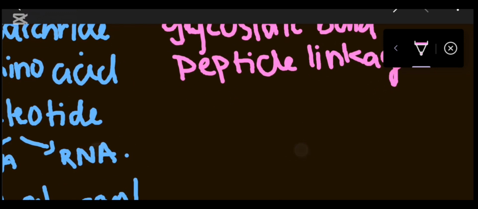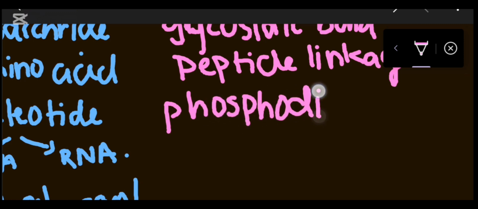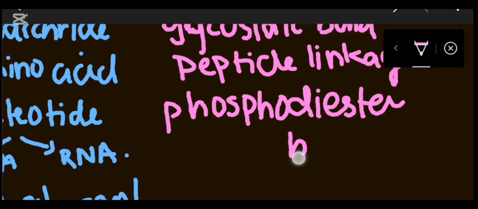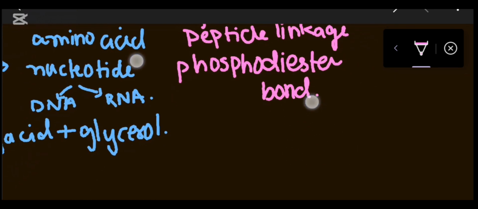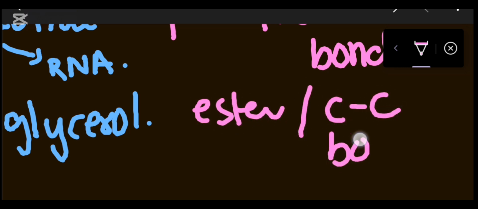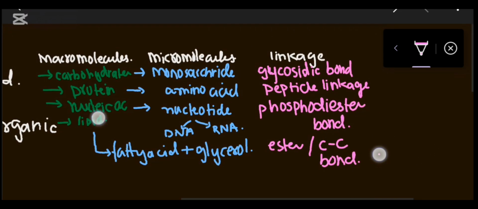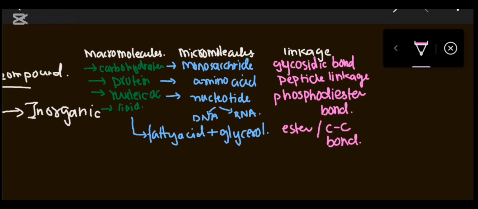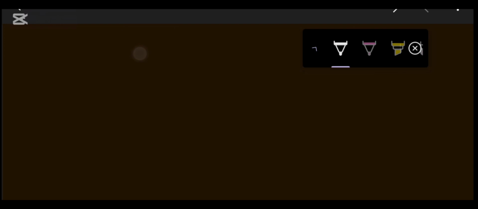After that, we have nucleotide. Nucleotide may be DNA or RNA, and those are combined by phosphodiester bond. Last, we have lipid. The lipid is composed by the bond known as ester bond. So this is the chart, the bonds with the macromolecules, that you have to remember. Now we are going to discuss one more table which is all about the percentages.